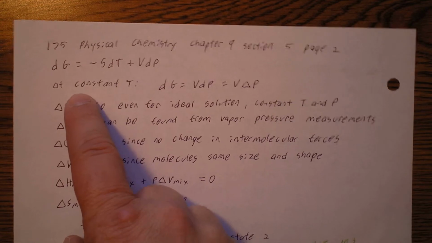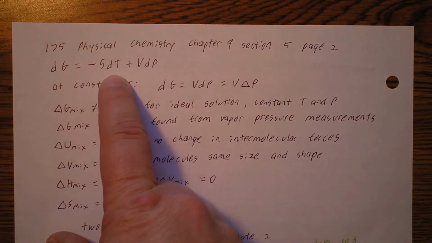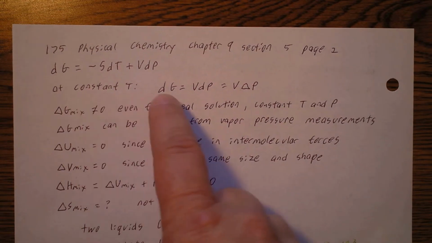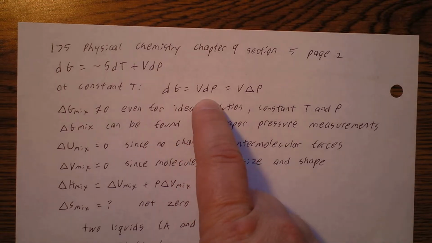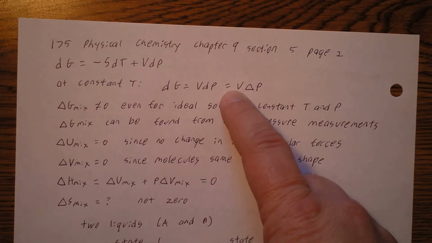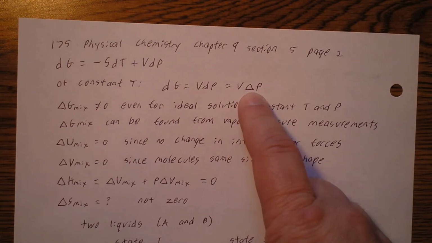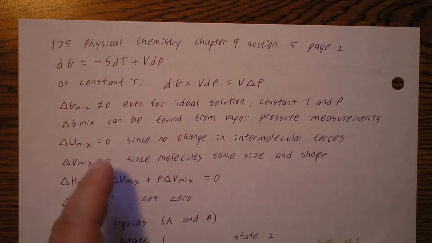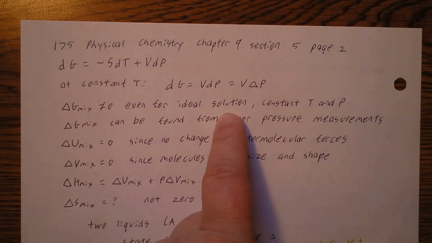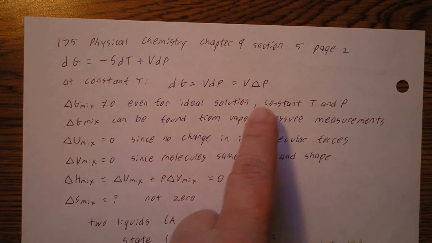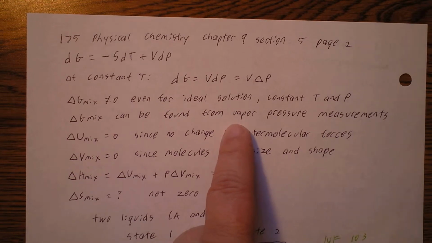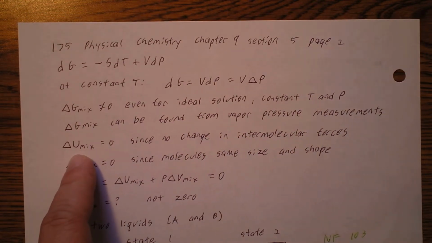Now the differential of the Gibbs free energy, remember, is minus entropy times the differential of temperature plus volume times the differential of pressure. So at constant temperature, we just get that the differential of the Gibbs free energy is equal to volume times the differential of pressure. And then of course that would be roughly equal to volume times the change in pressure. Now the change in Gibbs free energy of mixing is not equal to 0, even if you have an ideal solution and you're at constant temperature and pressure. The change in Gibbs free energy of mixing can be found from vapor pressure measurements, experimentally obviously.